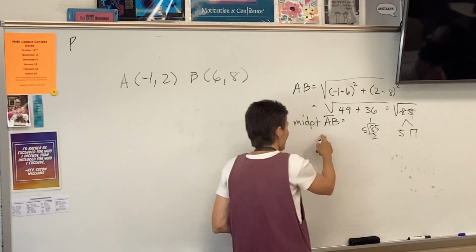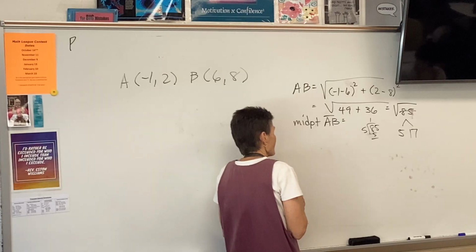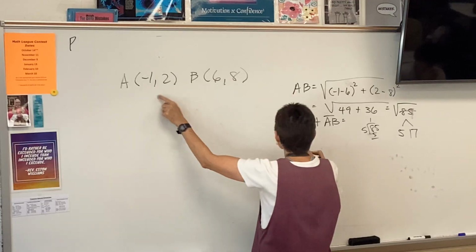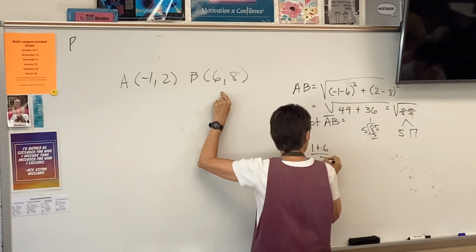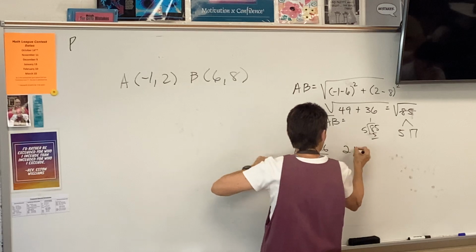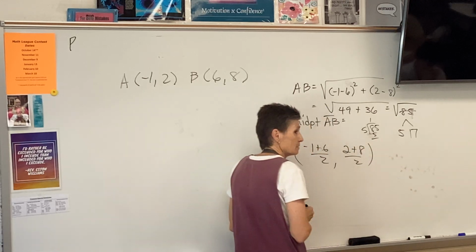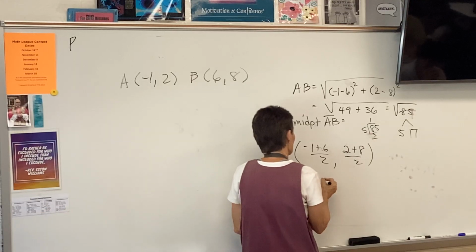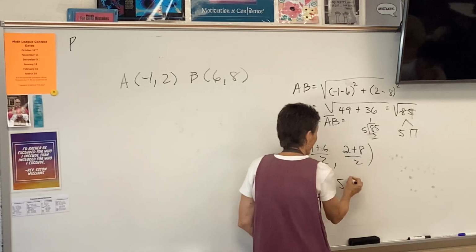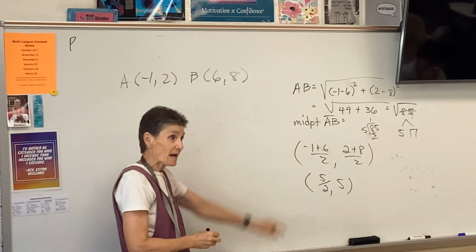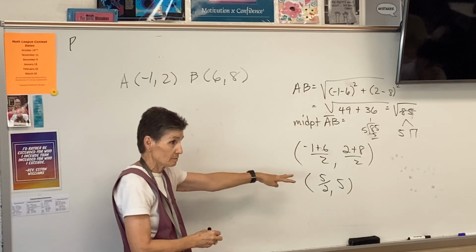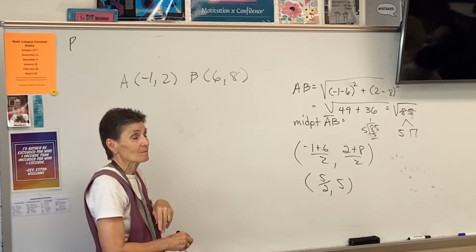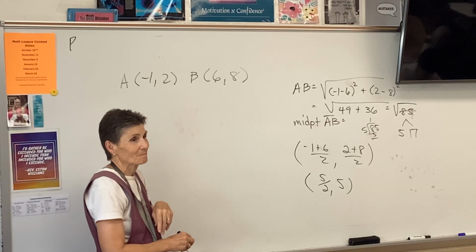Okay, midpoint AB. Negative 1 plus 6 divided by 2, and 2 plus 8 divided by 2. Right? So my answer would be 5 halves and 5. That's tomorrow's quiz. That's what we're doing tomorrow. Today we're doing something different. Today we are finding the That was not correct. I apologize. That was not correct.